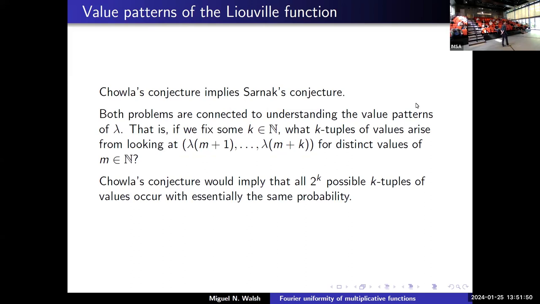Now, Chowla's conjecture would imply that the Liouville function is random, in the sense that it takes all of its 2 to the k possible k-tuples of consecutive values, each with the same probability. So Chowla's conjecture has this consequence that the Liouville function should take all of its patterns with essentially equal frequency.